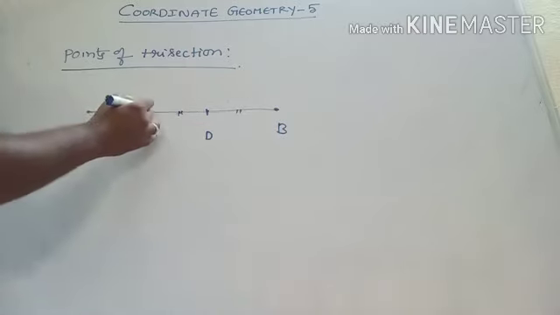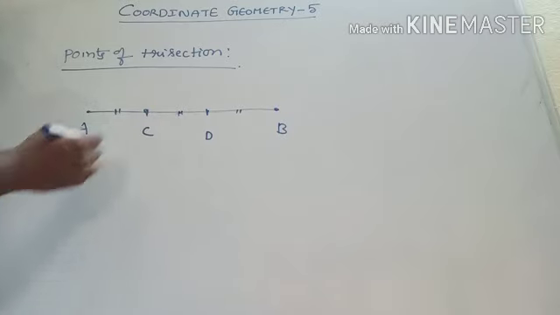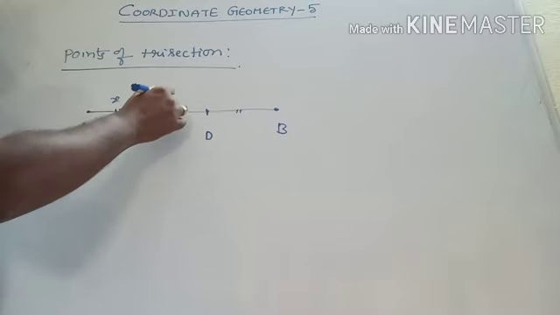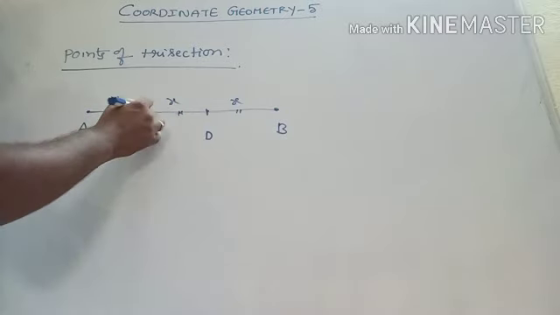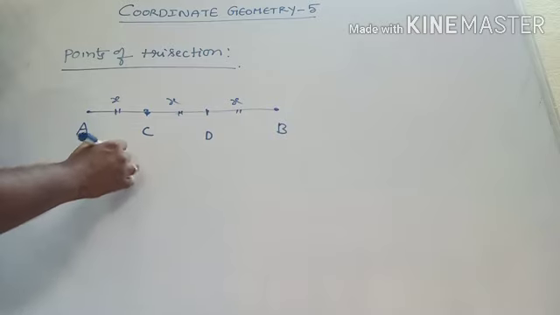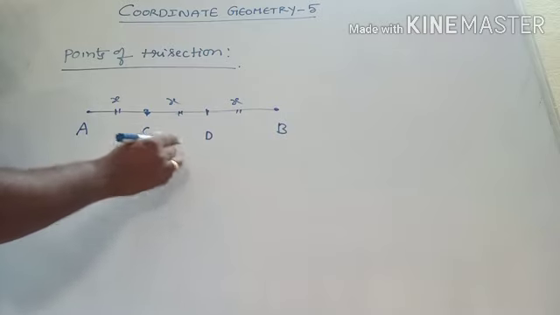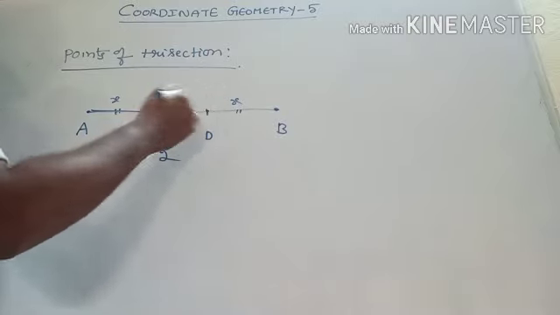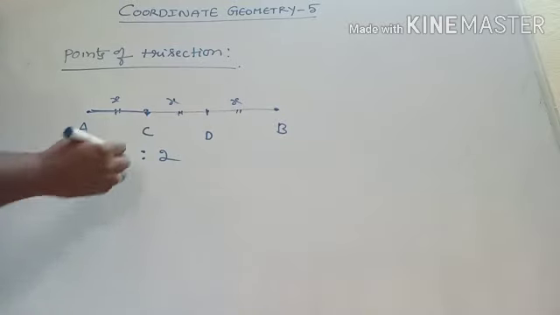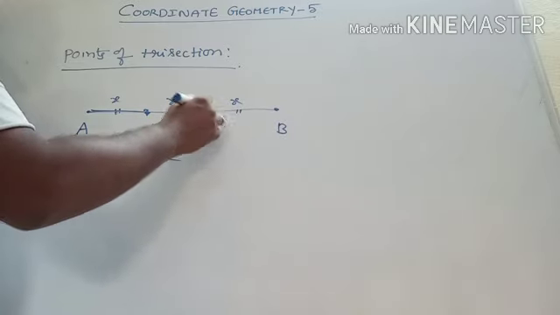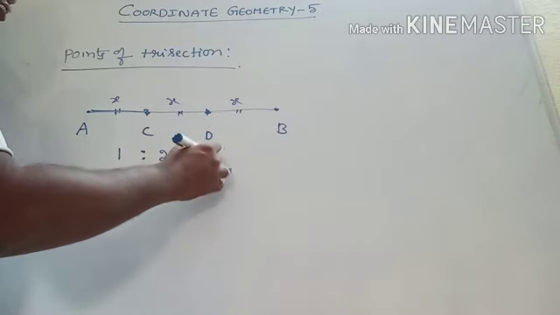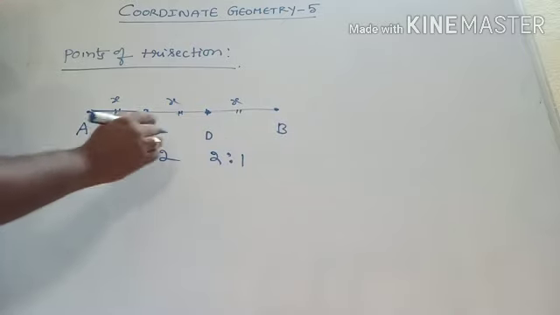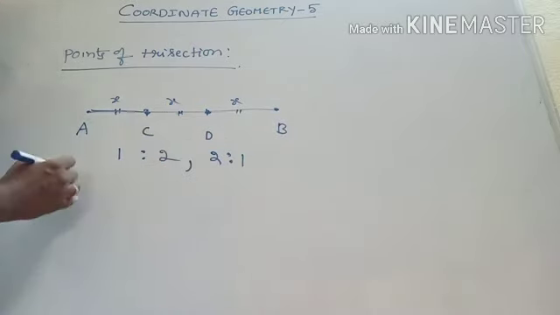That means C is here. This C will divide the total line segment; this is part x. That means the C point will divide AB in the ratio 1:2, because this is 1x and the other is x plus x, that is 2x. And D is dividing AB in the ratio 2:1. Therefore these two ratios we call points of trisection.